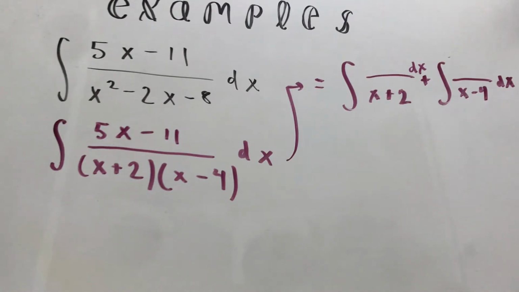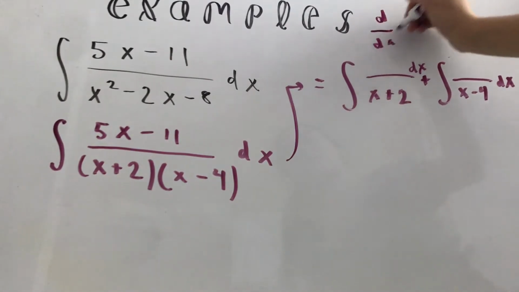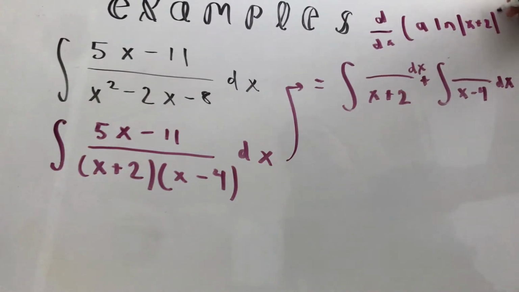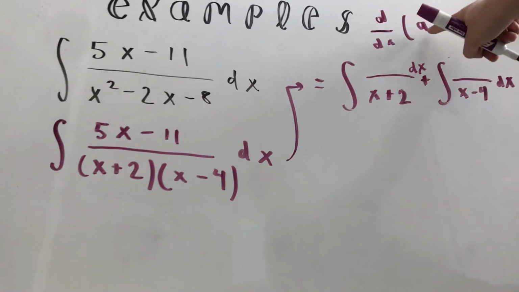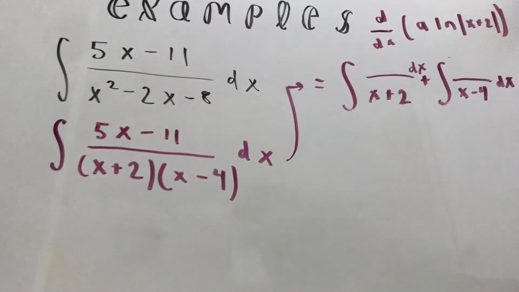However, to apply the Heaviside method, what we do need to figure out is that coefficient in front of the natural log. Because right now, if we were to derive d/dx of a ln of x plus 2, that's what we're concerned with. We're trying to figure out what this a value is, because we already know that x plus 2 is going to go on the denominator. So, how are we going to do it?